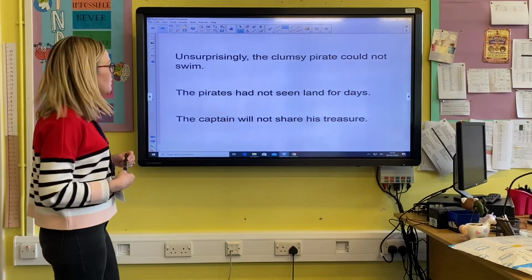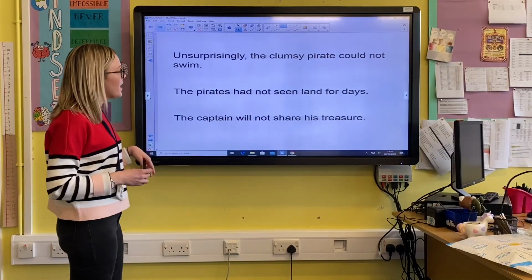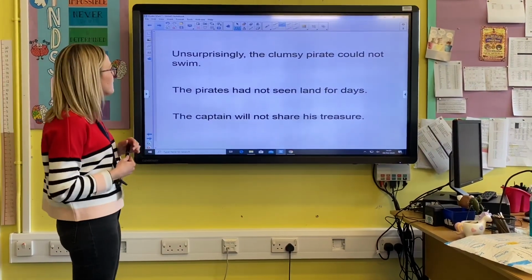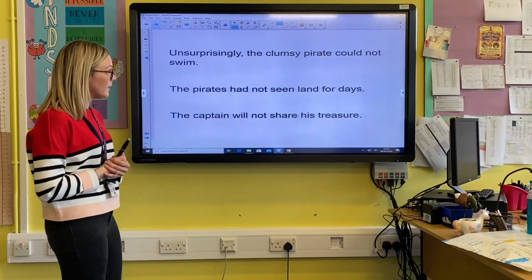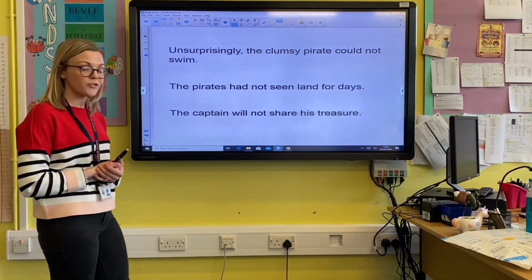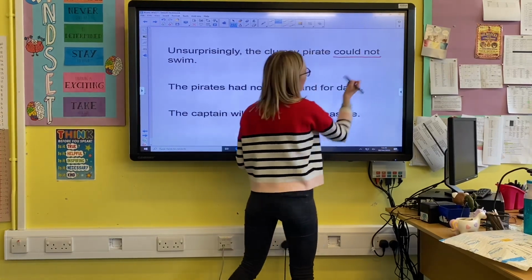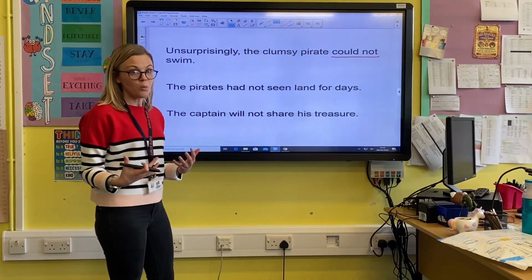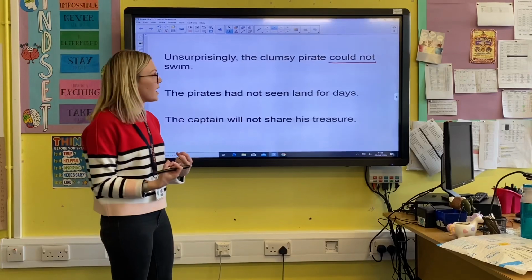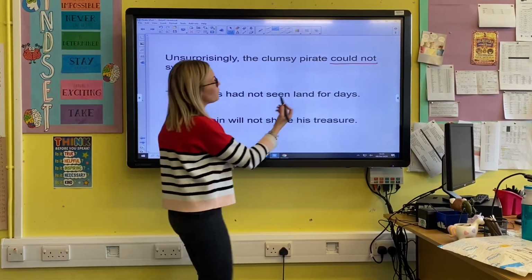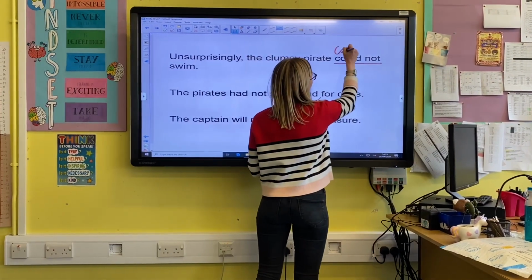First activity, we've got 3 sentences here. Let's do the first one together. Unsurprisingly, the clumsy pirate could not swim. So I'm going to underline the words could not. And what I want you to do is I want you to contract them, okay? So could not becomes couldn't.